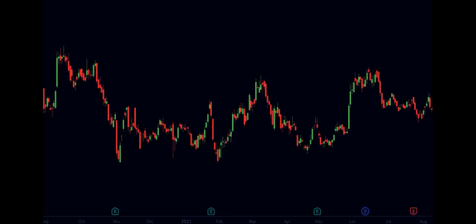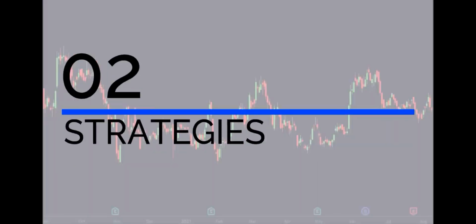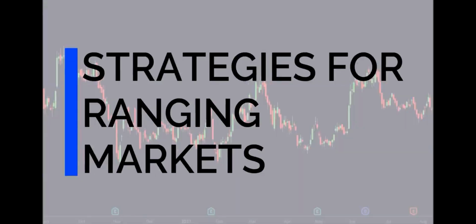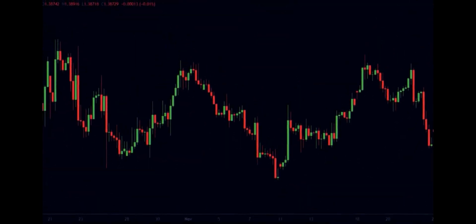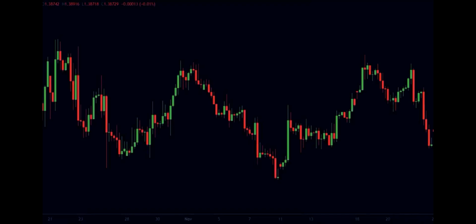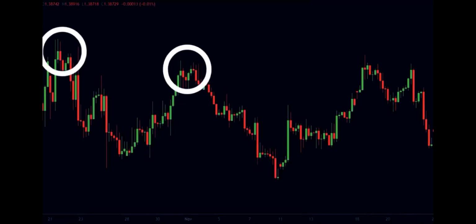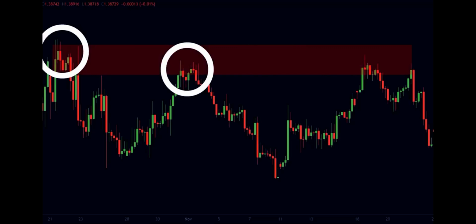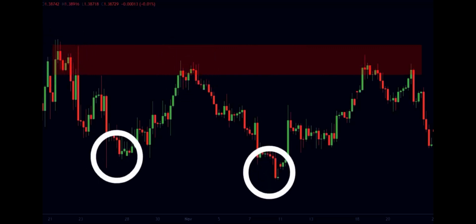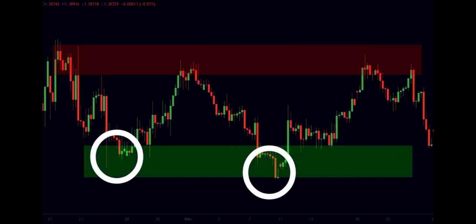Now that we have understood the phases of the market, let's now examine different strategies that we can apply to different market phases. So here are some strategies for a ranging or sideways market. In a ranging market, our first job is to identify the major levels of support and resistance. So in this image we see these two swing highs, and we mark a resistance level by marking the area. Similarly, we see these two swing lows, and we mark the support area.